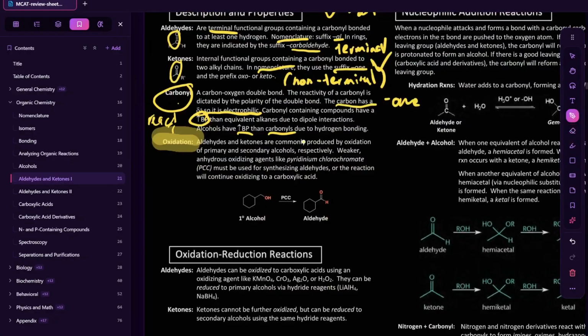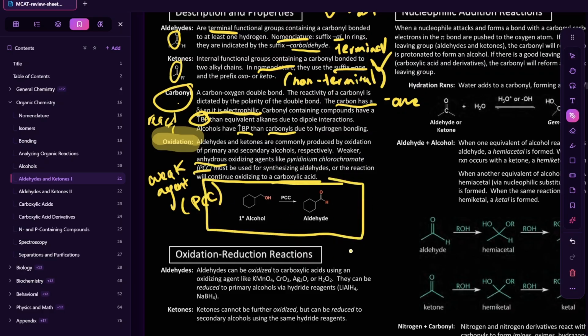And so weaker anhydrous oxidizing agents like PCC. So this is a weak agent. PCC must be used for synthesizing aldehydes, or the reaction will continue oxidizing to a carboxylic acid. So here you have a primary alcohol. These images are really good for people to learn. Then you have a primary alcohol which turns into an aldehyde when it's mixed with this weak agent here. This weak oxidizing agent is able to turn it into an aldehyde.